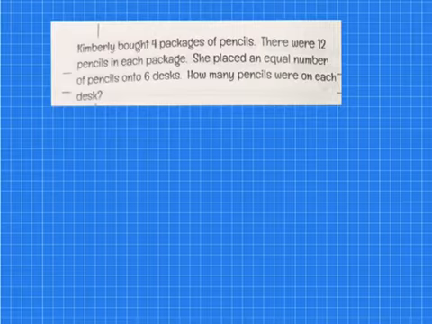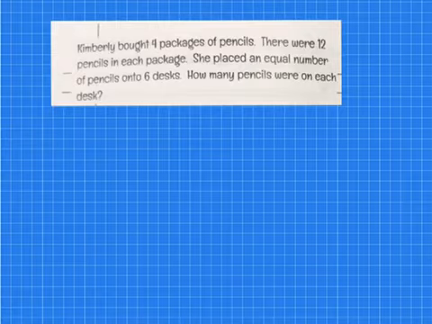That's right, she placed an equal number of pencils onto 6 desks. So in my mind movie, Kimberly did 2 things. She had some pencils. I could see her packages and how many were in each package. Then she put them on desks.